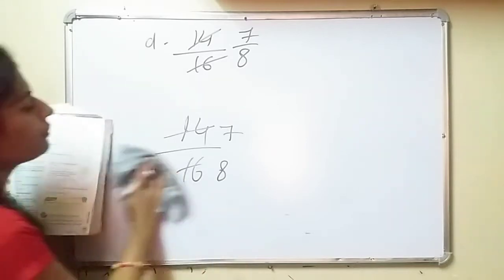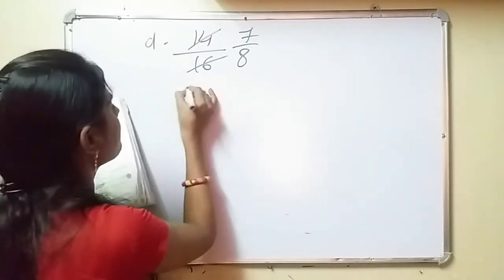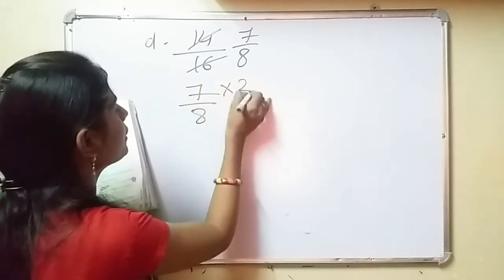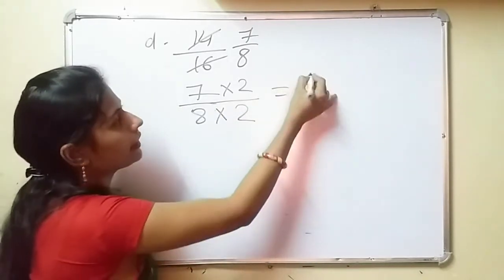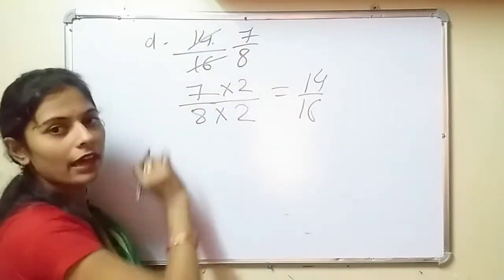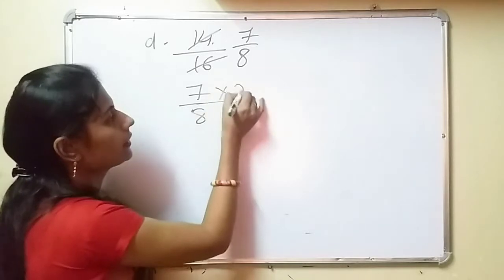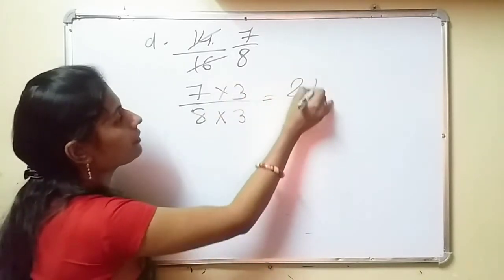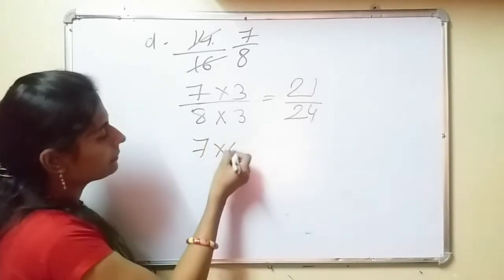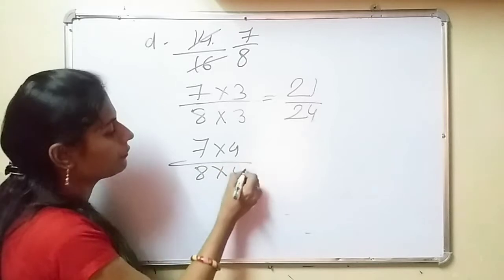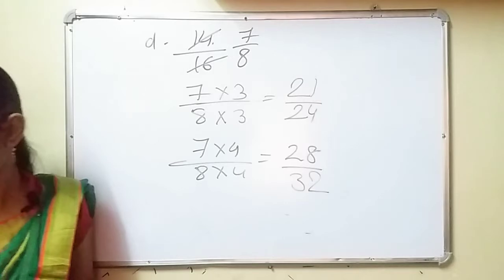So you have to find the equivalent fractions of 7 by 8. When finding them, if you multiply by 2 you get the same number again, that is, we have already divided. So don't multiply by 2, just multiply by 3. So here you get 21 by 24. Now see, 7 multiply by 4, 8 multiply by 4, that is 28 by 32.